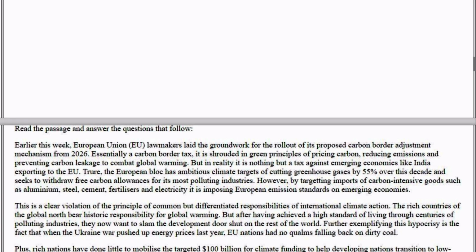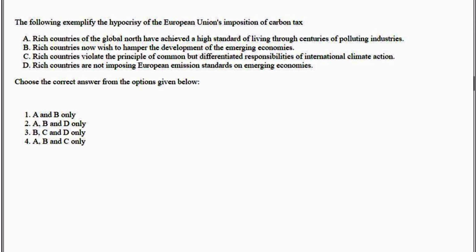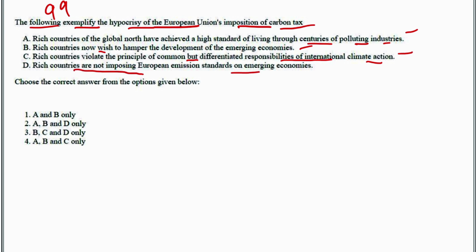Next is 99. Same paragraph. This is 99. The following exemplify the hypocrisy of European Union's imposition of carbon tax. Rich nations of the global north have achieved high standards of living through centuries of polluting industries. This is correct. Rich countries now wish to hamper the development of emerging economies. Yes. Rich countries violate the principle of common but differentiated responsibilities of international climate action. It is correct. Rich nations are not imposing European emission standards on emerging economies. Now they are imposing actually. So D is incorrect. ABC only. 4 is the answer.